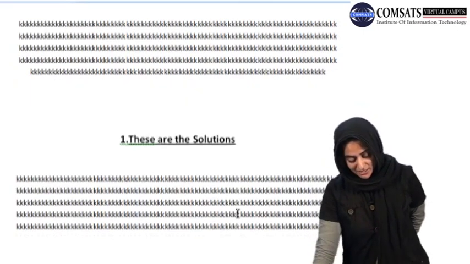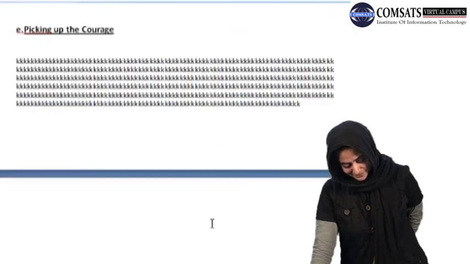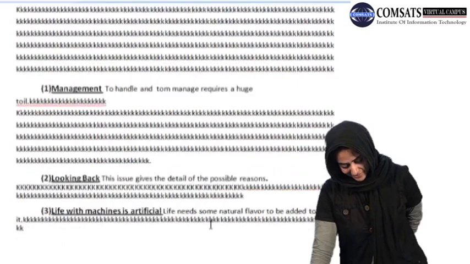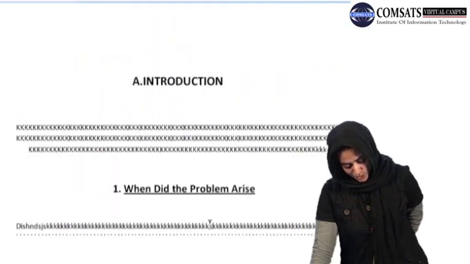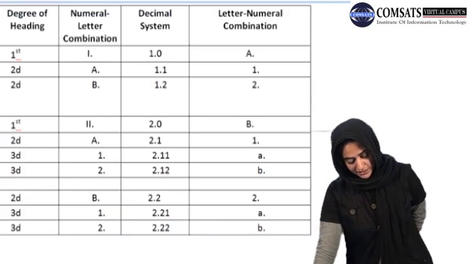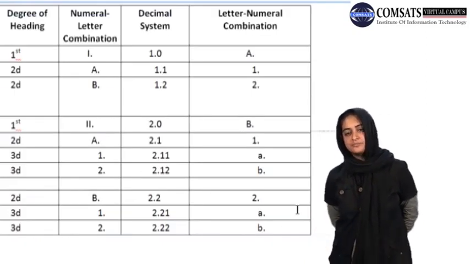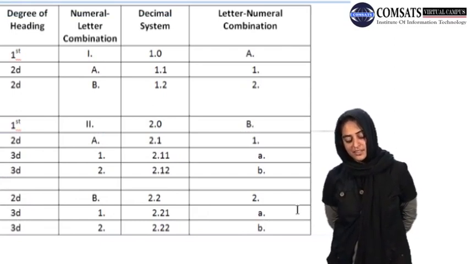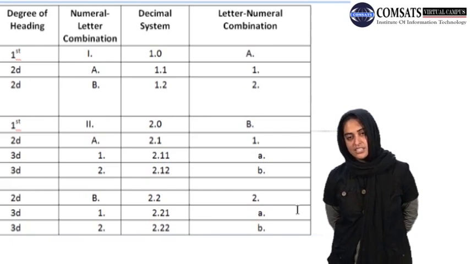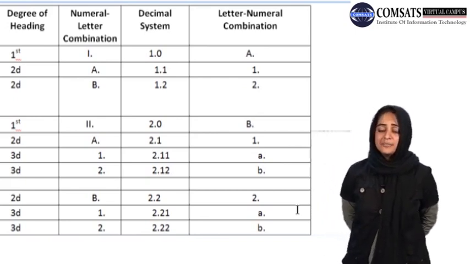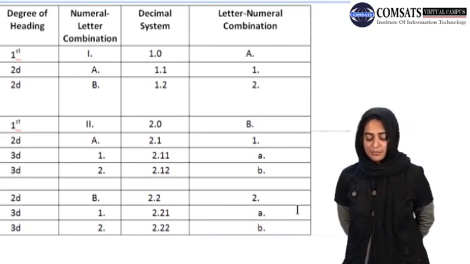So dear students, here we end up with this sample report. And today we learned the three styles of labeling your headings in the report. We started with numeral letter combination style, learned it on the table, implemented it on a sample report. Then we moved on to the decimal system, learned it on the table and implemented it in one of the sample reports. Then after it, today we moved on to letter numeral combination style of labeling the headings, and we learned it on the table and then practically implemented it on one of the sample reports.